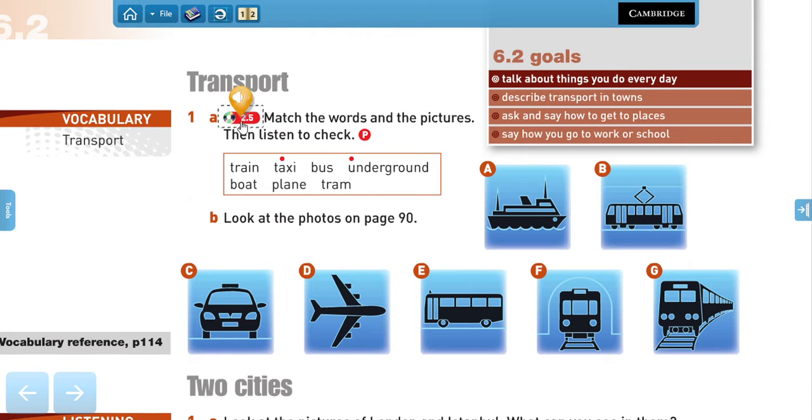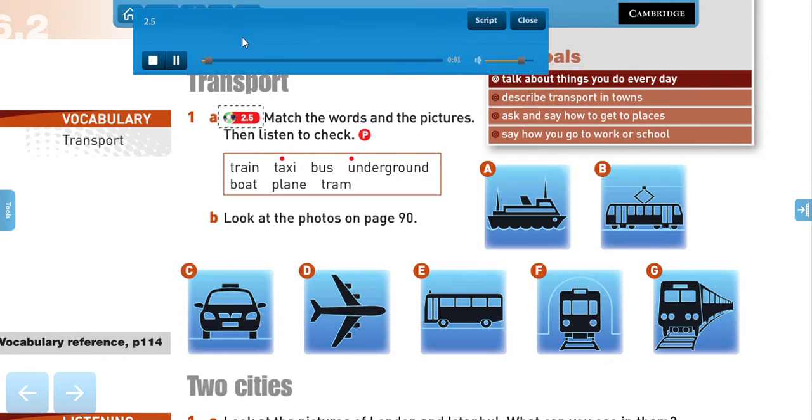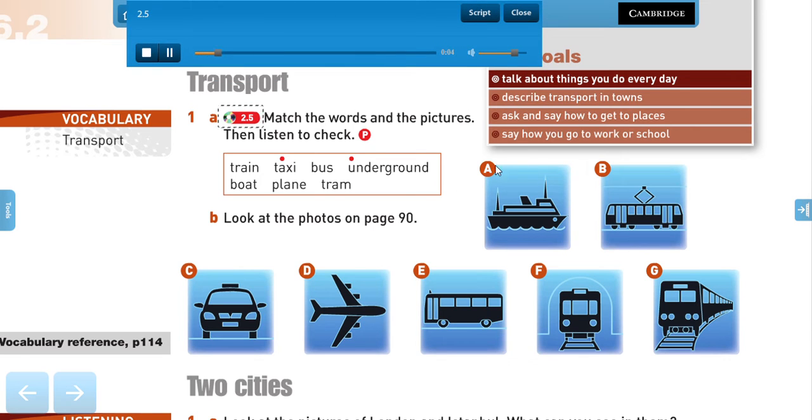Now let's listen to check. Track 5. A, boat. B, tram. C, taxi. D, plane. E, bus. F, underground. G, train.